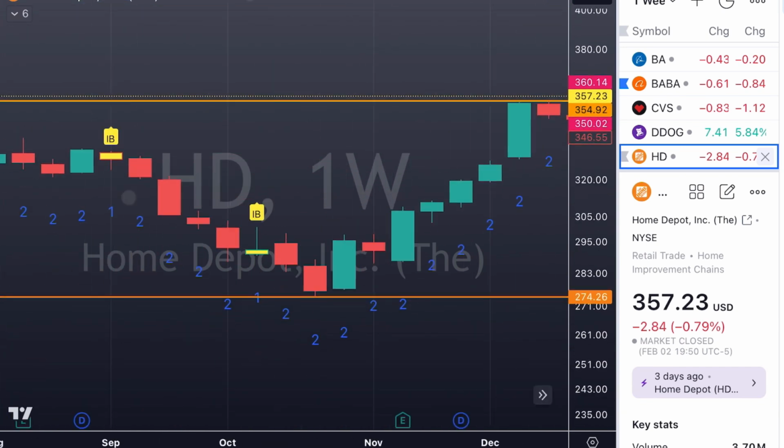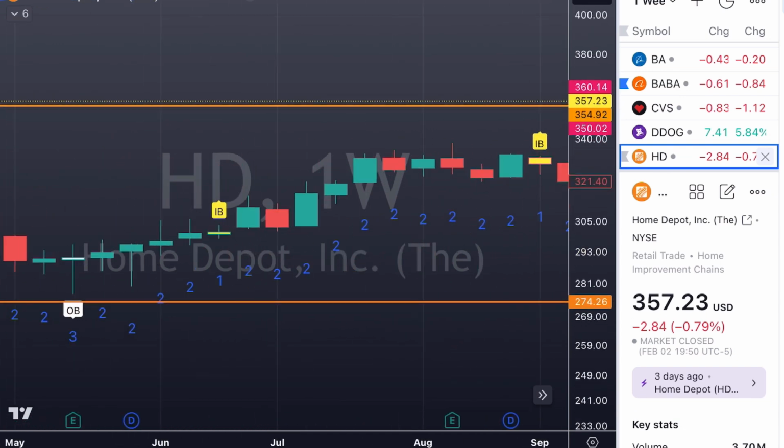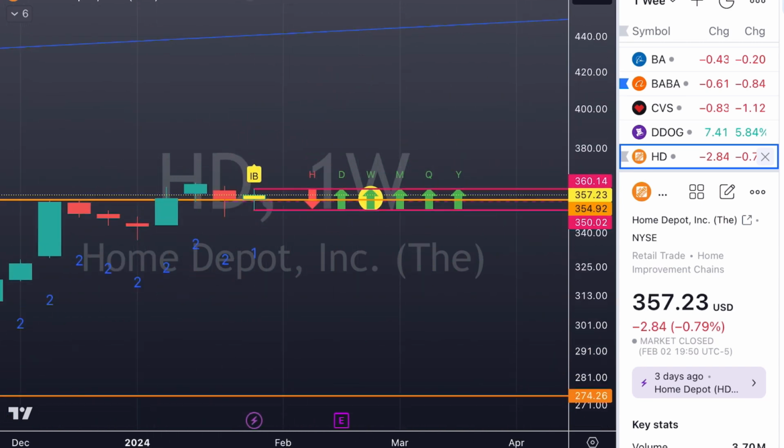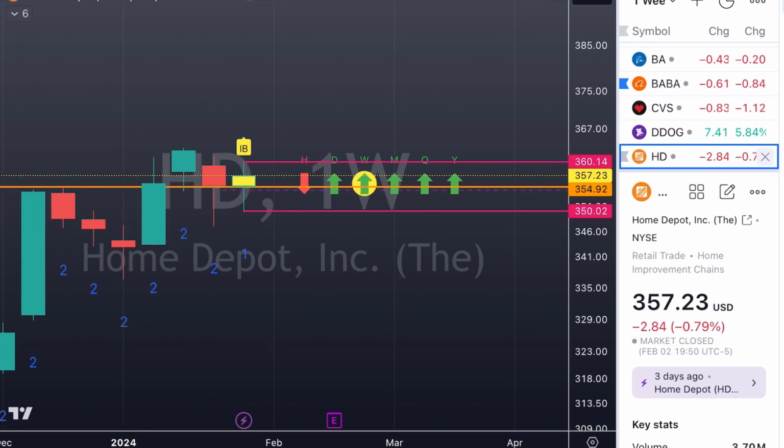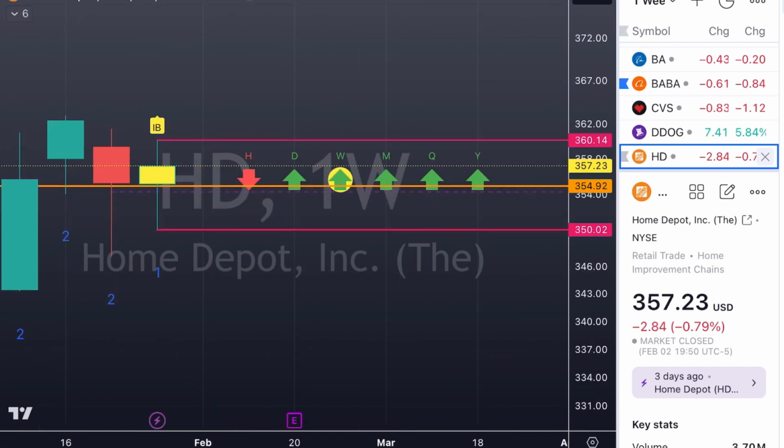Last inside bar on the weekly, 2 weeks of a downturn. Previous to that, 4 weeks of a downturn. Previous to that, 1 week up, but a really, really nice run, okay? Watch the inside bars, guys. They're important. They're powerful, easy to follow setups.